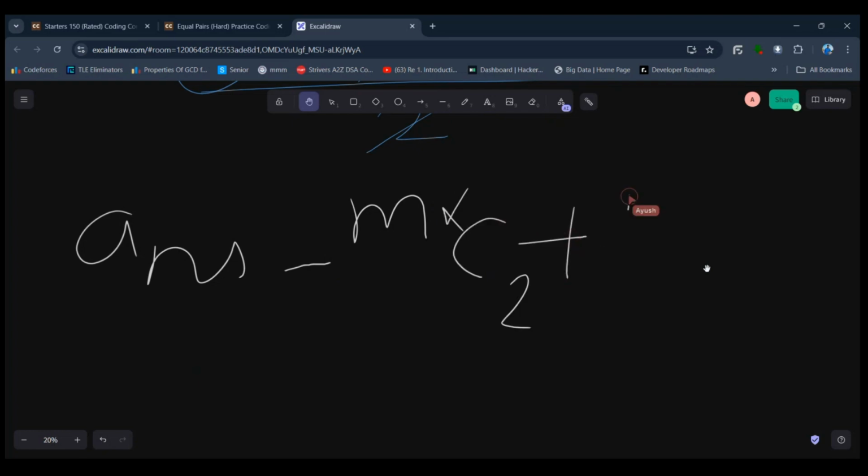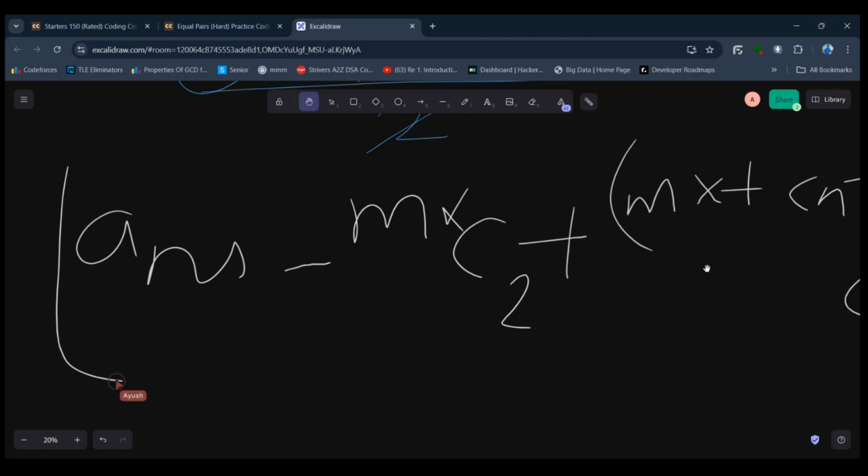So I will subtract my maximum frequency so far, max C2, and I will add the maximum frequency plus the count of zeros, let's say that is count C2. Okay. So this is the same as what we were doing in the last question.